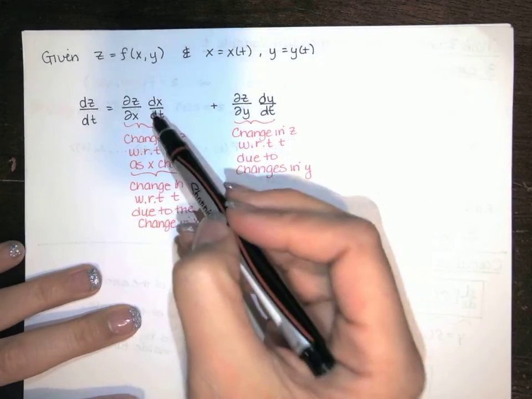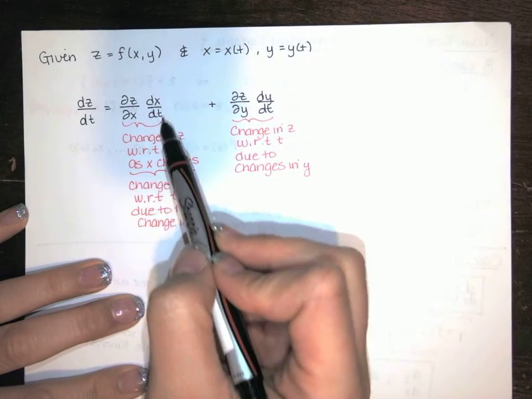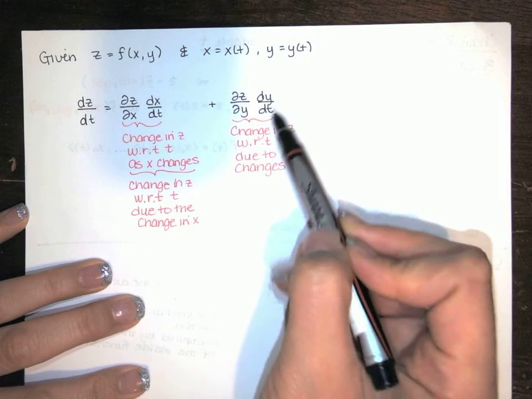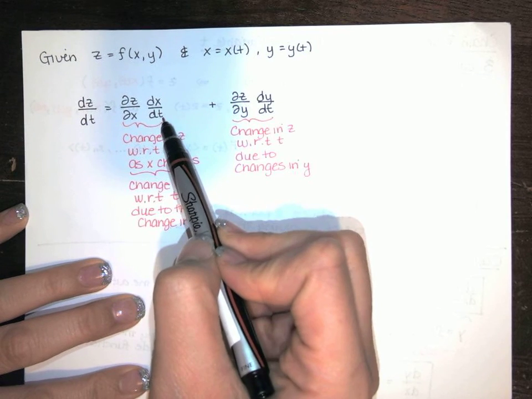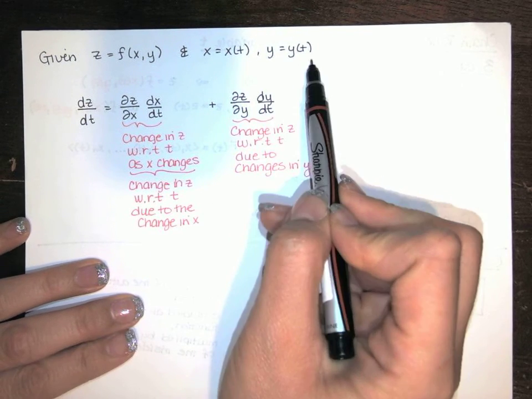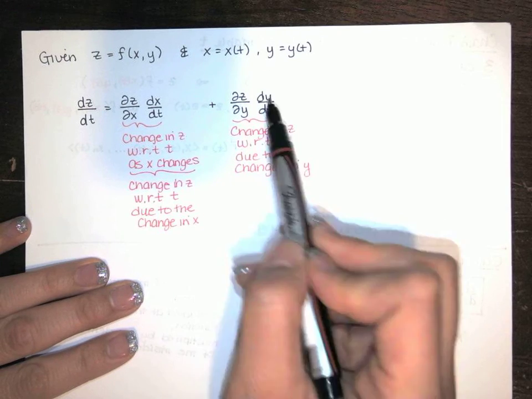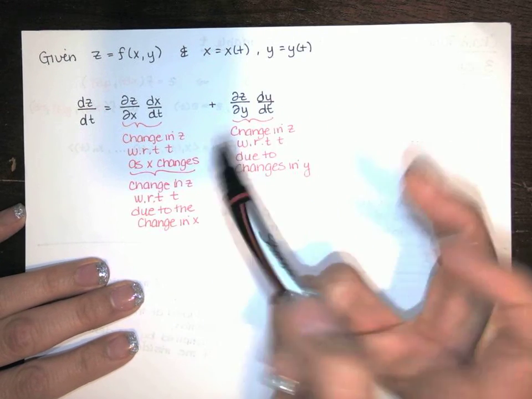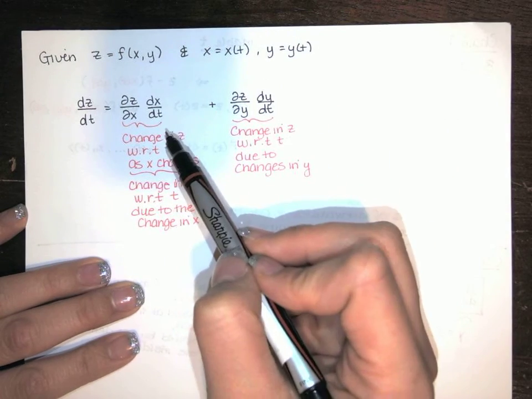Now, in order to use this chain rule, I need to take those two derivatives. Those are just ordinary derivatives because x and y depend only on t. There's only one independent variable, so that's just a regular derivative. And we call regular derivatives ordinary derivatives.